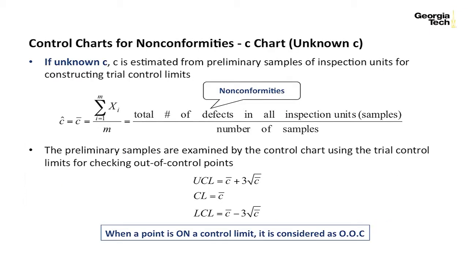Now, what if we don't know that C value? So we collect data and we estimate C, which is estimated by this equation: the total number of defects divided by the total number of samples that we have. And when we have C bar, we can easily find CL, LCL, and UCL. When a point is on a control limit, it's considered an out of control point.